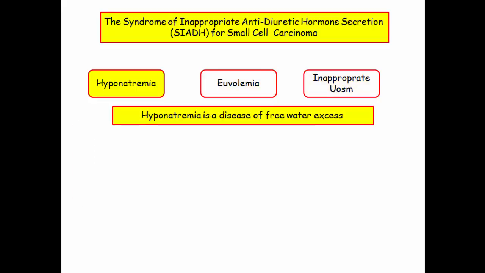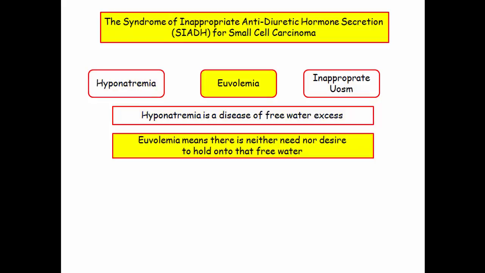And here are the qualifying comments. Hyponatremia is a disease of free water excess. We'll clarify that in a moment. Euvolemia means there is neither need nor desire to hold on to that free water. I thought need nor desire sounded poetic. The bottom line is you have a normal, effective circulating volume. You don't need ADH and you don't need free water.